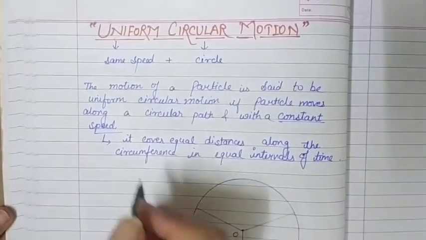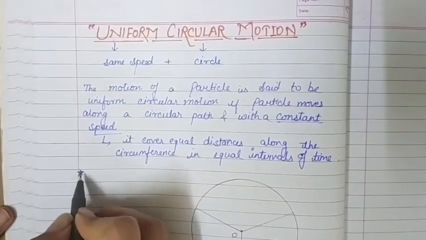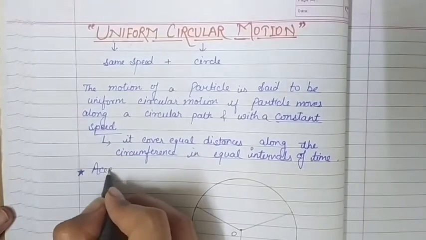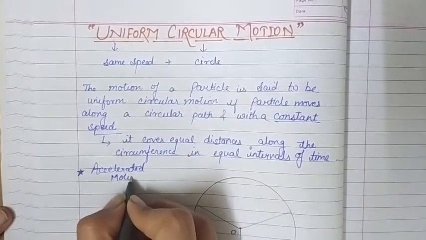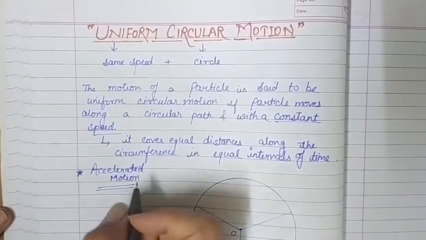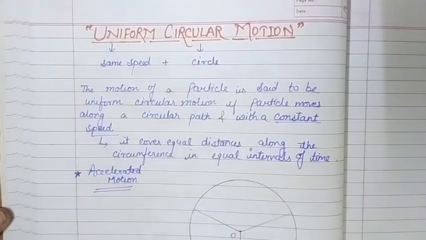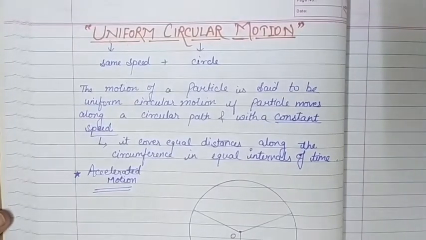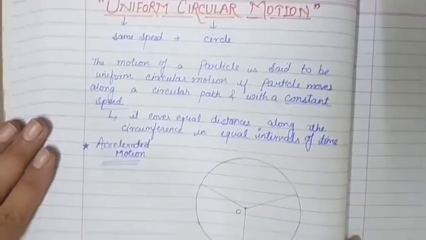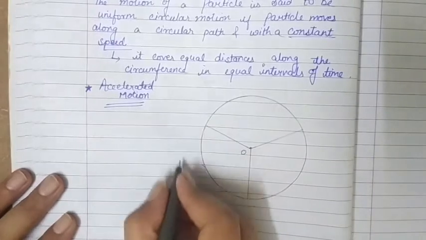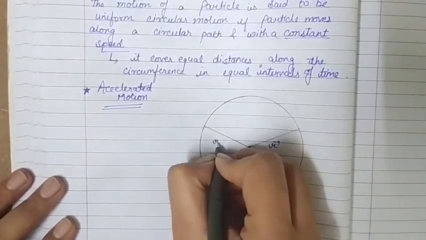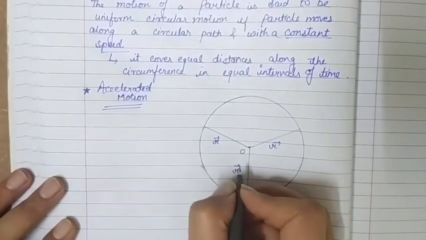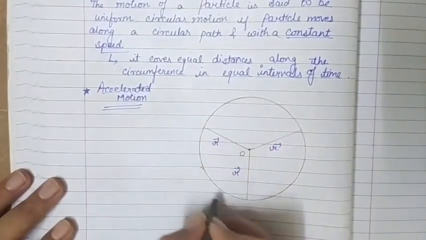Now one more point to add is that uniform circular motion is an accelerated motion. This kind of motion is accelerated motion. So how can we say it is accelerated? Since the speed is constant throughout the motion, still we are saying that it is an accelerated motion. The reason is, suppose a particle is moving around this circle with center O and radius vector r, and that particle is moving anti-clockwise, meaning in this direction.